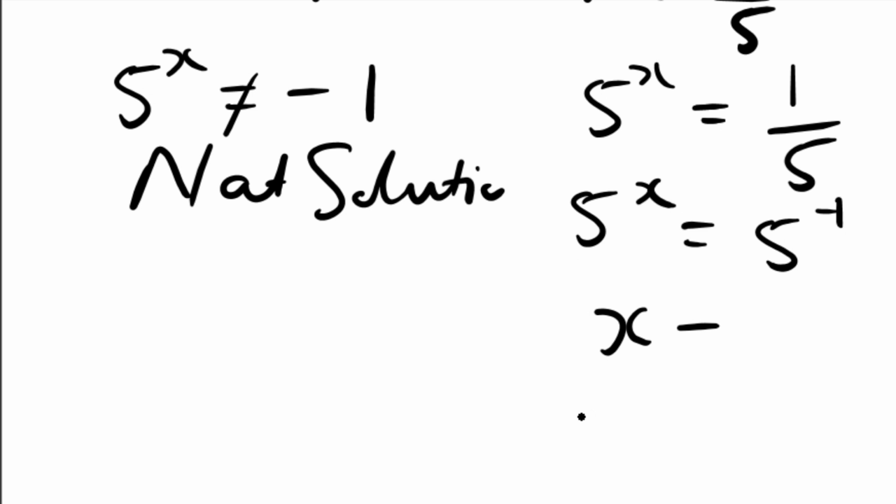We can clearly see that our x is minus 1. And that is the final answer. This is the value of x. We are done solving for x.